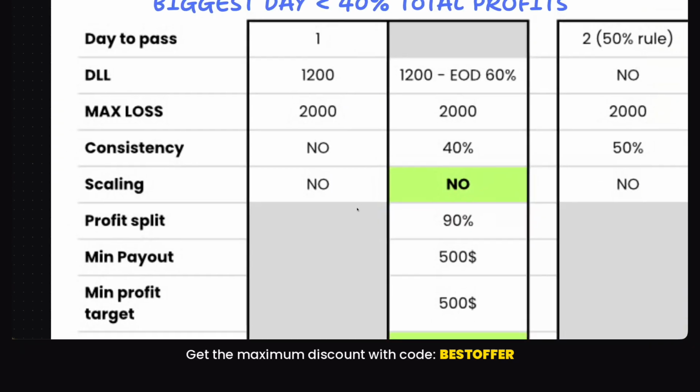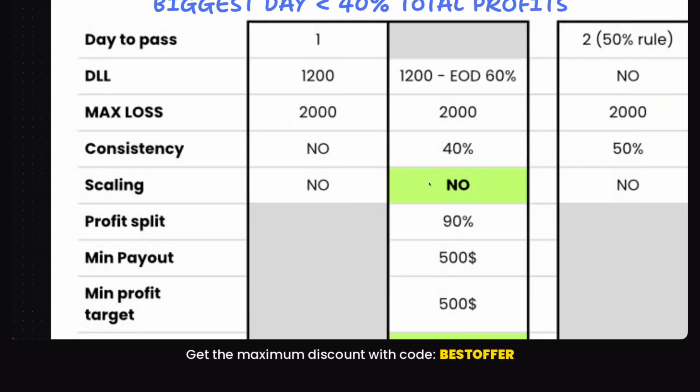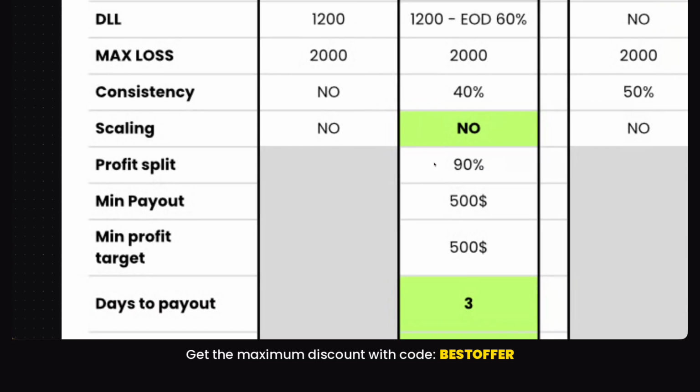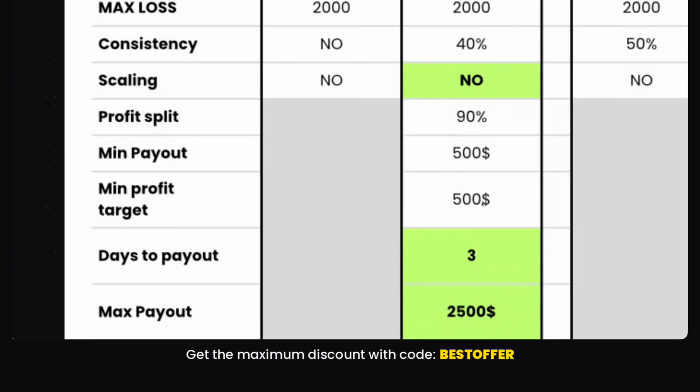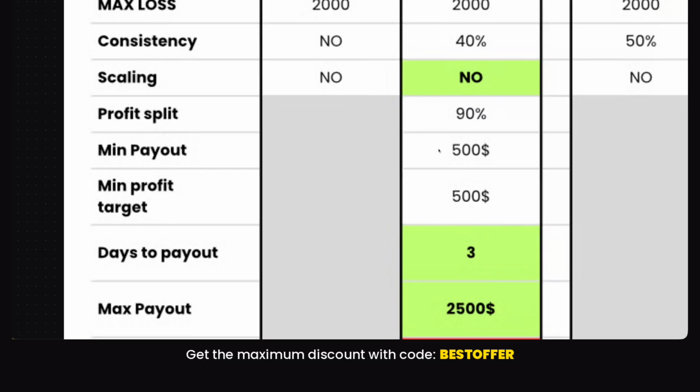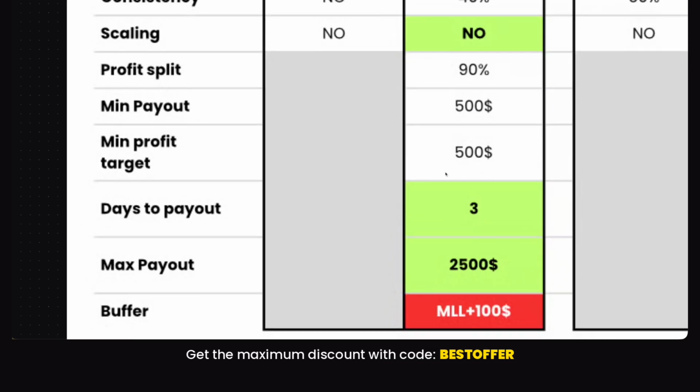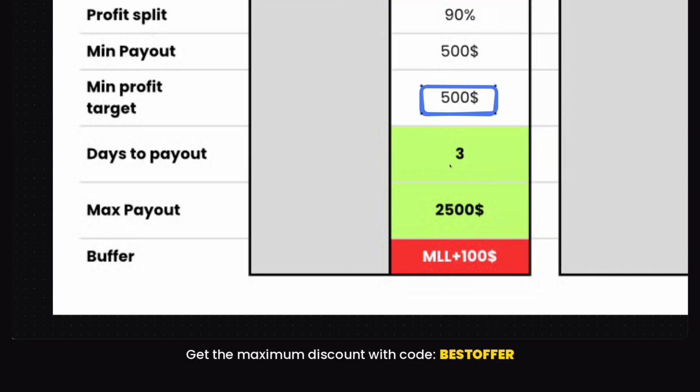Now, a good thing, a very good thing, is that you do not have a scaling rule. So you basically have 4 minis or 40 micros to use from day one, right? That's pretty cool. Now you have a profit split of 90%, but this is on every account, so there's no difference. You can ask a minimum payout of $500, and even this is across the board. You have a minimum profit target of $500, so you need to make at least $500. But we have a problem, now we'll see why. We can ask a payout in 3 days, and the maximum payout is $2,500. Now, what's the problem here?